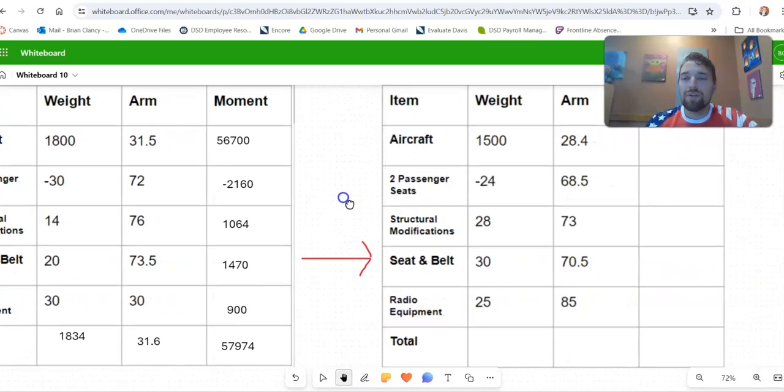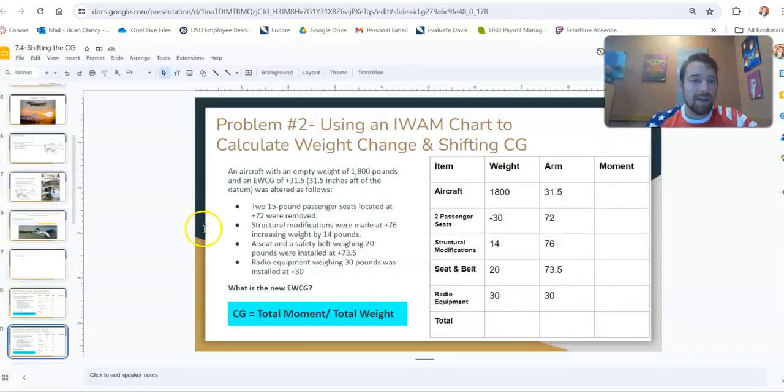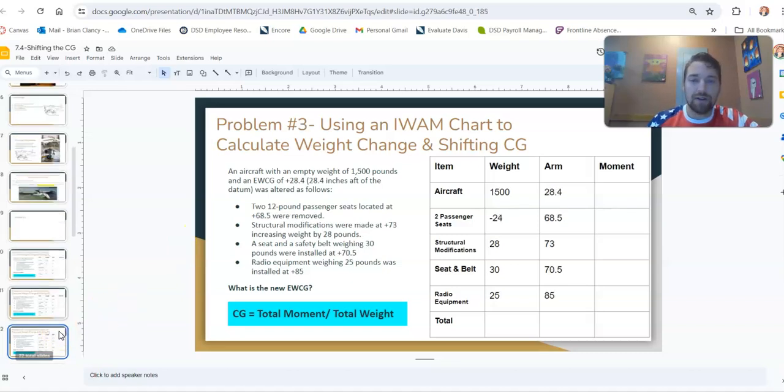Okay, we're going to do one more variation of this. Again, that'll be problem number 3 in the slideshow here. And here's the situation. Again, we have an aircraft that is 1,500 pounds at arm 28.4. These passenger seats are now 12 pounds each, so again, a weight of -24 because they're being removed at arm 68.5. You have structural modifications that are 28 pounds at arm 73. You have seat belt setup that's 30 pounds at arm 70.5. And you have radio equipment that weighs 25 pounds installed at station 85.